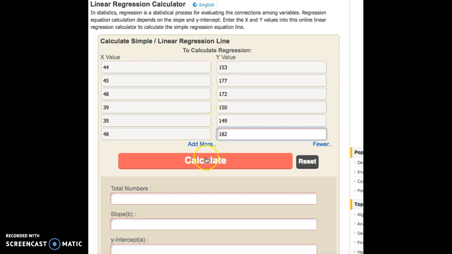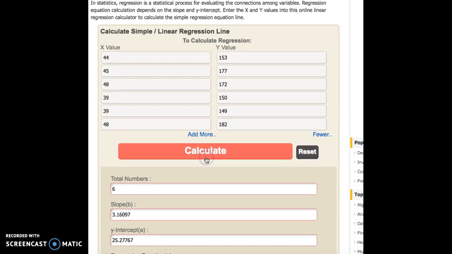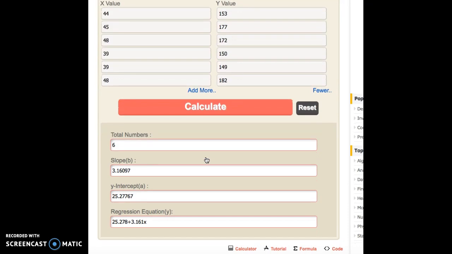We're going to calculate now, and I'm going to hit this button that says calculate. Here I have the number 6. I've got 6 total points. This is the slope of my line. Here is my intercept, my y-intercept. And remember our equation is y equals mx plus b. So here is y equals, here's my mx plus b.